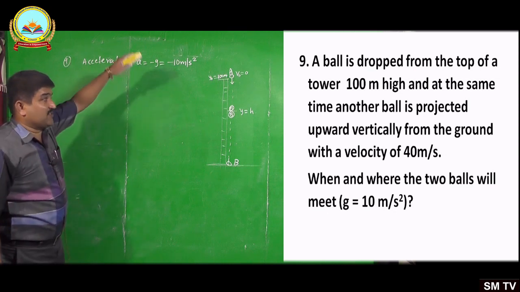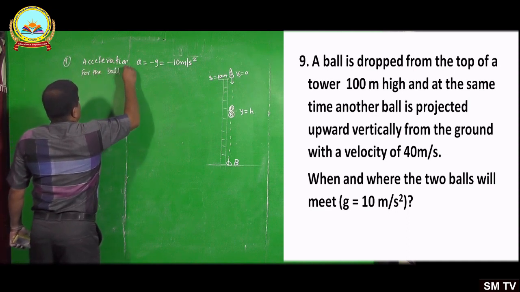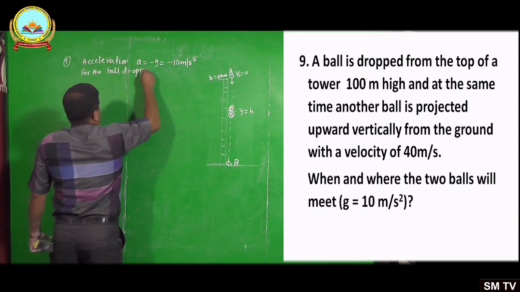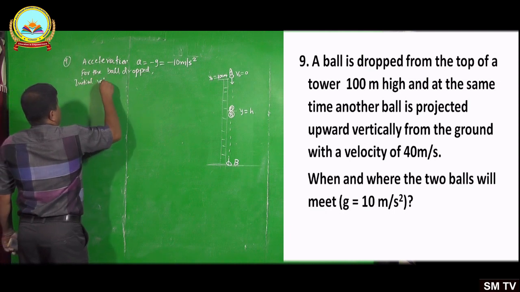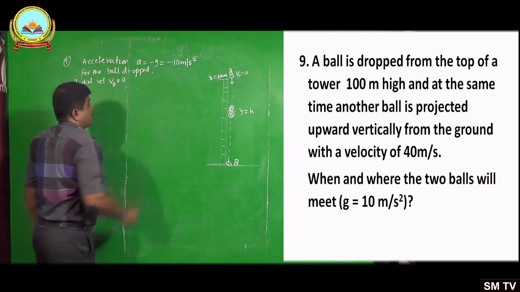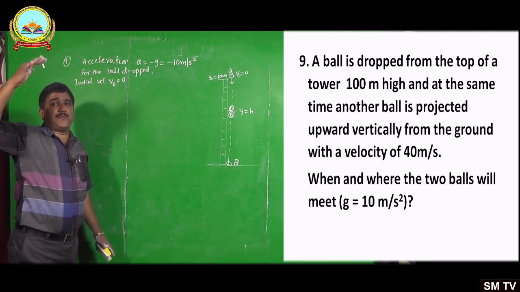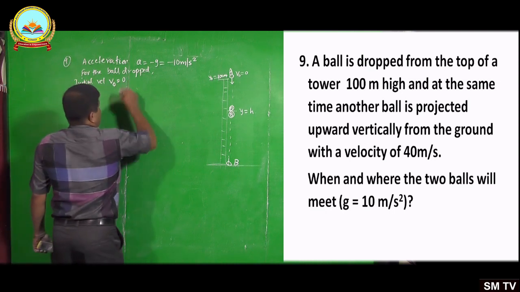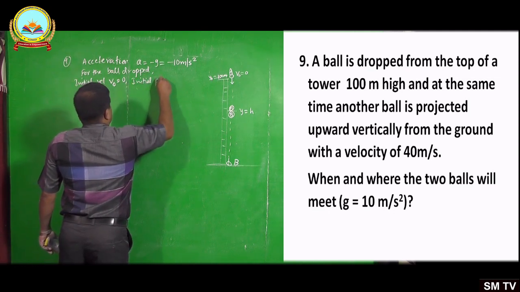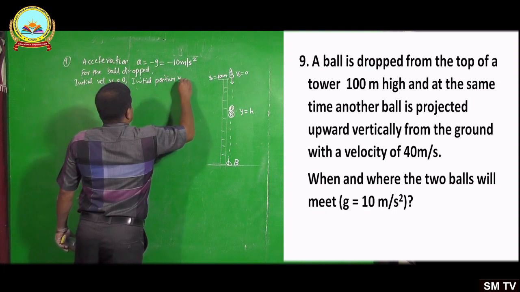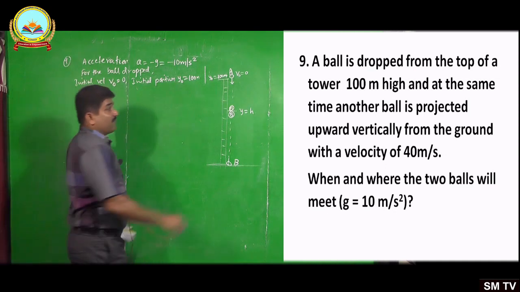Now, what I take first is the ball dropped from the top of the tower. So initial velocity v naught equal to 0, because it is dropped. Car starts from rest, initial velocity 0. Object dropped from certain height, initial velocity 0. So initial velocity 0, initial position is known. Initial position equal to y naught equal to 100 meter, and then final position is same for both of them.